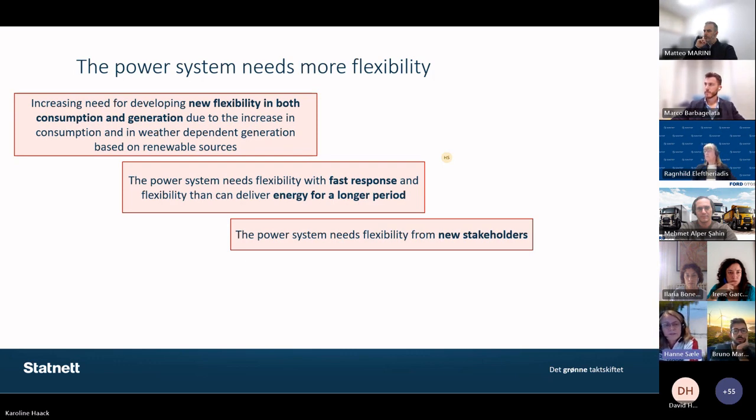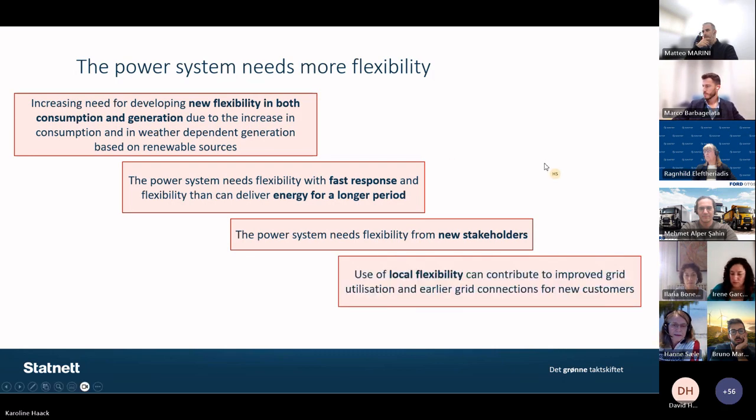The power system needs flexibility from new stakeholders because the situation in the power system is changing. So we need more stakeholders than only the hydropower plants. And also the use of local flexibility can contribute to improved grid utilization and earlier grid connections for new customers.